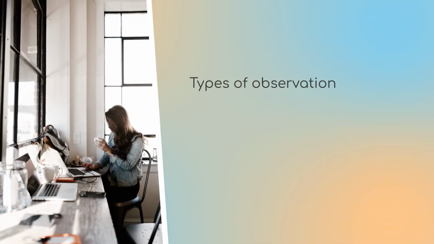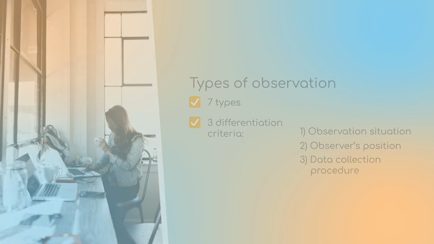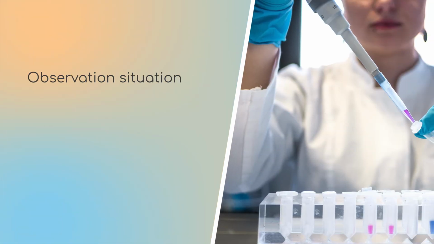With this general background knowledge, we can now take a closer look at the different ways of observation. In total, 7 types of observation procedures can be distinguished, with each type having advantages and disadvantages. The types are classified according to 3 distinguishing criteria: observation situation, observer's position, and data collection procedure. The observation situation concerns the conditions under which the observation takes place.